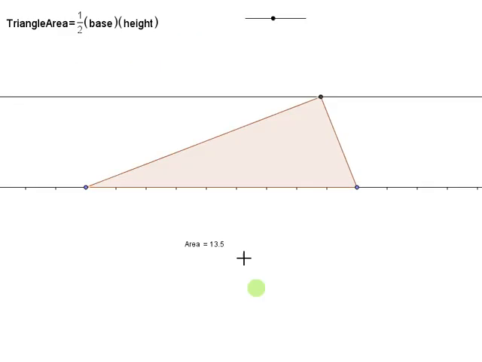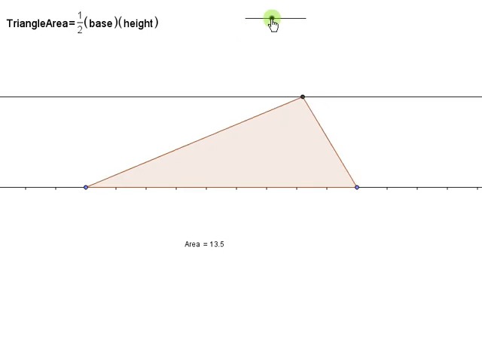So here I have a standard triangle. The base is so many units. The base is going to be the side on the bottom here, and these two lines here are parallel. So the distance between them is the height of this triangle, right? That's how tall it is from the base. So you'll see I've got the area of the triangle down here. It's 13.5 for this particular triangle.